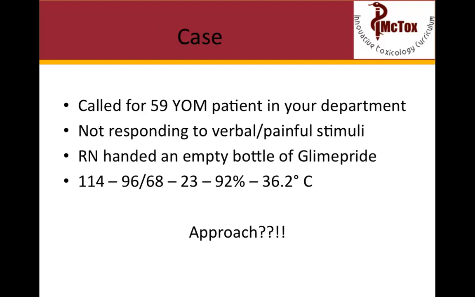In our first case, you are called to see a 59-year-old man who is an admitted patient waiting in your department. He has a depressed level of consciousness and isn't responding to verbal or painful stimuli. The nurse found an empty bottle at his bedside. It's a prescription for 2 milligrams of glimepiride and is missing 20 tablets that the patient apparently took about 3 hours ago. His most recent vital signs are up on the monitor and show some abnormalities. The nurse looks to you for what to do next. What's going to be your approach in this scenario?